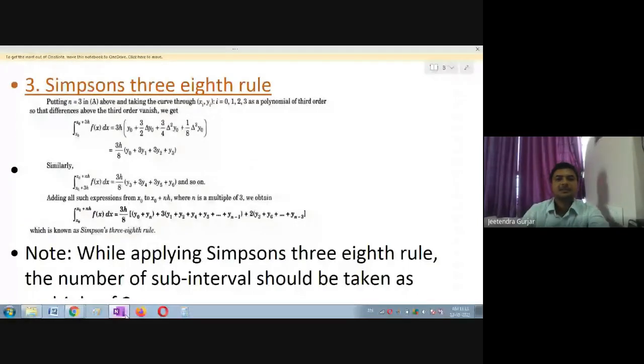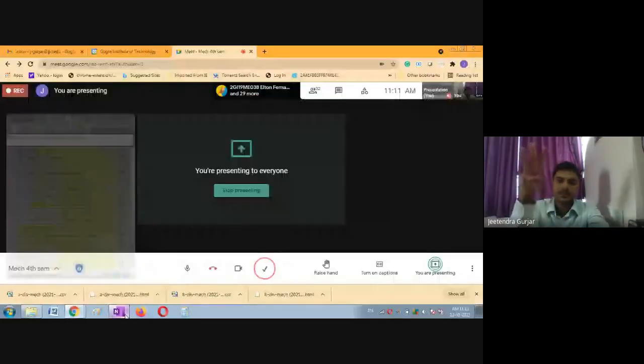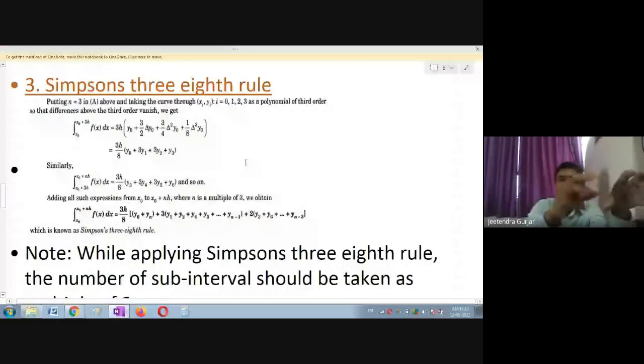Okay, fine. So what I am doing in Simpson's 3/8 rule, I'm going to take three strips and I will add. So the first three strips is given as integration from x naught to x naught plus 3h of f of x dx is equal to 3h [y naught plus 3/2 delta y naught plus 3/4 delta square y naught plus 1/8 delta cube y naught]. So here delta, delta square, delta cube, we will be taking as y1, y2 and y3. So don't get confused. Now I will get the first three strips is equal to 3h/8 [y0 plus 3y1 plus 3y2 plus y3].